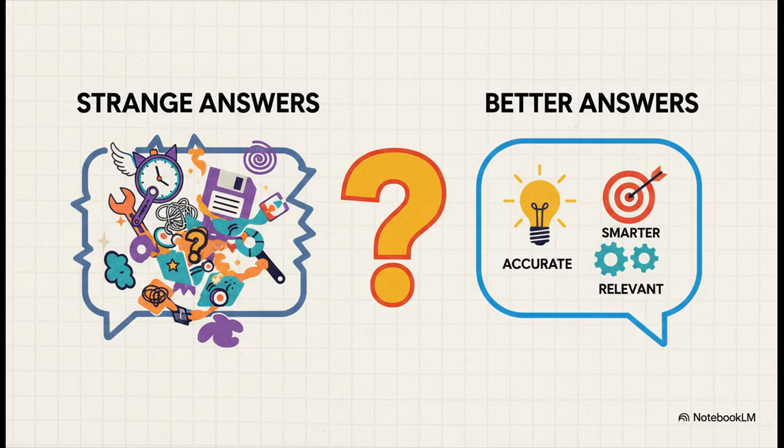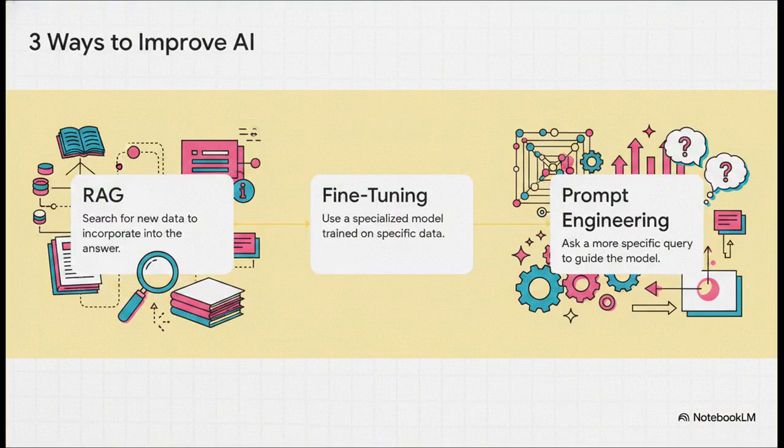So, does that mean we're just stuck with those weird, kind of sort of right answers? No way. Absolutely not. The real question is, how can we make these models smarter, more relevant, and way more accurate for what we actually need them to do? There are three main ways to do it, and this is going to be our roadmap for today. First up, we've got Retrieval-Augmented Generation, or RAG for short. Then there's fine-tuning. And finally, the delicate art of prompt engineering. Each one has its own special powers and its own kryptonite. So let's dive right in.